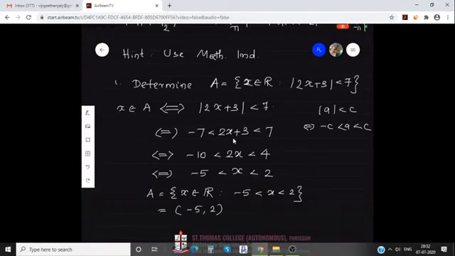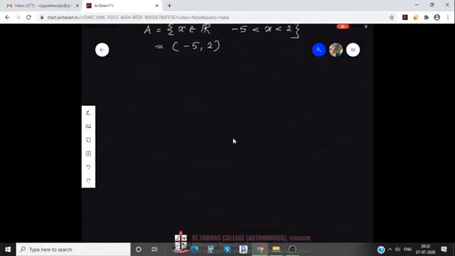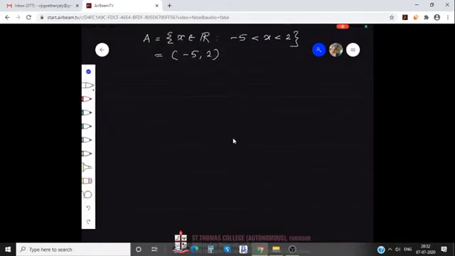Okay, now I will discuss the next problem. The second problem is the same question, determine the set. Here you have to determine the set B equal to the set of all x element of R where absolute value of x minus 1 is less than absolute value of x. This is our set.